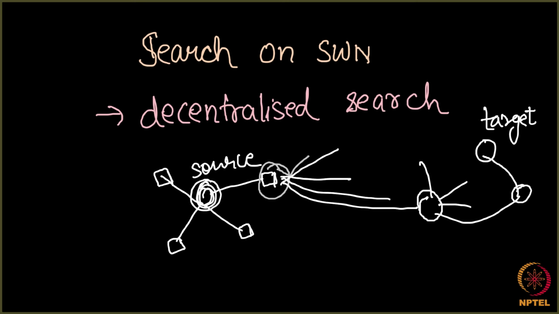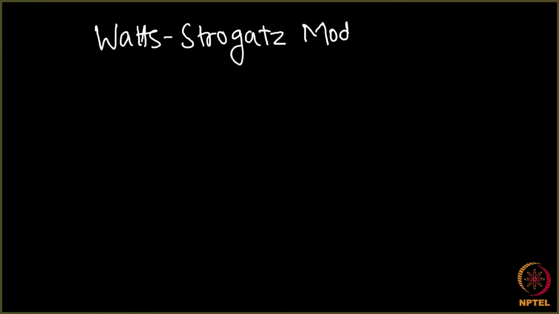Now, we are going to look at how do we do this decentralized search on our small world network, on our Watt-Strogatz model which we have studied before. So, given a Watt-Strogatz model, how do you perform a decentralized search on this model? Let's say the model which we are talking about is a ring model, the one-dimensional Watt-Strogatz model, and we want to see how do we perform a decentralized search over there.